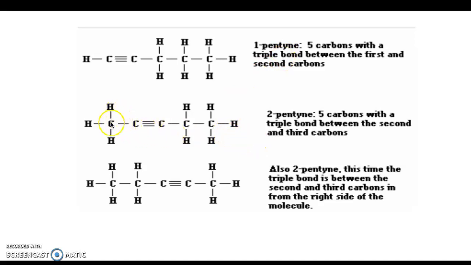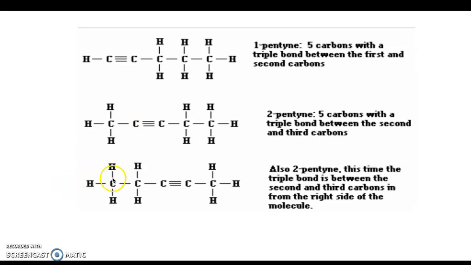Now if we look at this one, we have 1, 2, 3, 4, 5 carbons. So again, this is "pent". It's pentyne because there's a triple bond. But this time, if we count 1, 2, 3, 4, 5, or 1, 2, 3, picking the smallest number, this is 2-pentyne, with the triple bond occurring on carbon number 2.